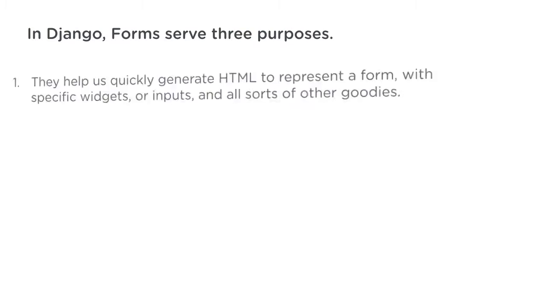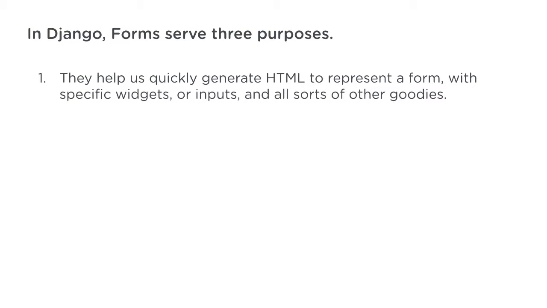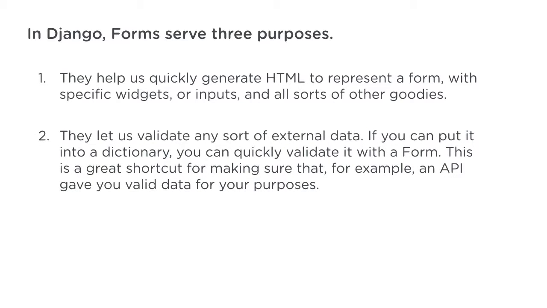In Django, forms serve three purposes. They help us quickly generate HTML to represent a form with specific widgets or inputs and all sorts of other goodies. They let us validate any sort of external data. If you can put it into a dictionary, you can quickly validate it with a form. This is a great shortcut for making sure that, for example, an API gave you valid data for your purposes.